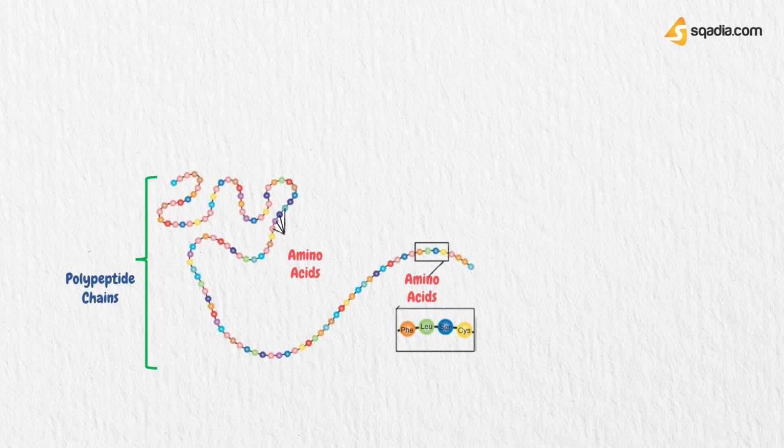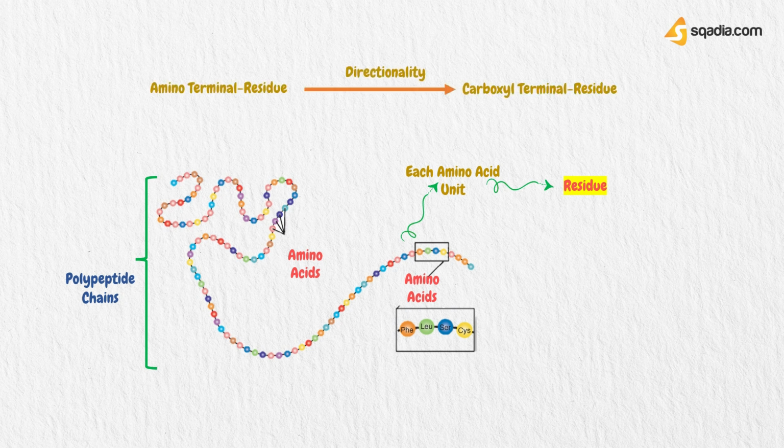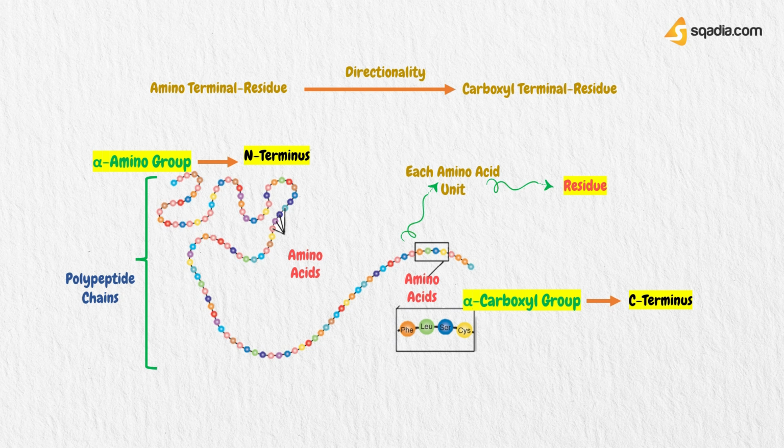A series of amino acids joined by peptide bonds forms a polypeptide chain, and each amino acid unit in a polypeptide is called a residue. A polypeptide chain has directionality because its ends are different. An alpha-amino group is present at one end, and an alpha-carboxyl group at the other. The amino end is taken to be the beginning of a polypeptide chain. By convention, the sequence of amino acids in a polypeptide chain is written starting with the amino terminal residue.